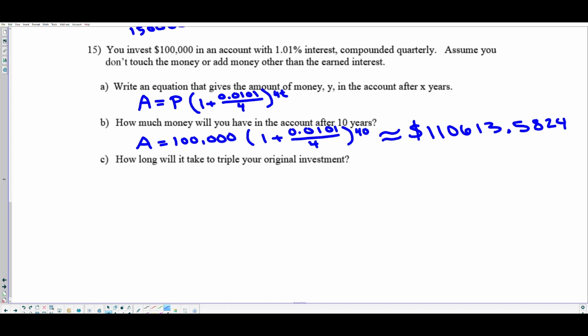Since we're talking about money here, we don't need anything past the pennies, so the 8 is the 8 pennies. 5 dimes, 8 pennies for 58 cents. So after 10 years of 1% interest, you only gain 10,000, which is actually not bad. Right? You gain, so you subtract 100,000 from here.